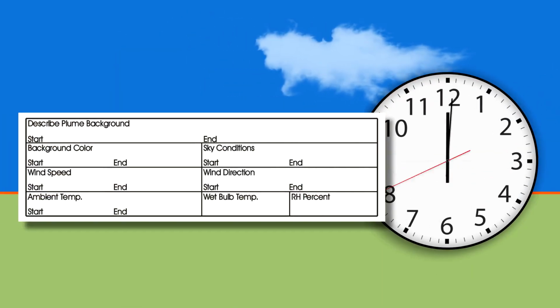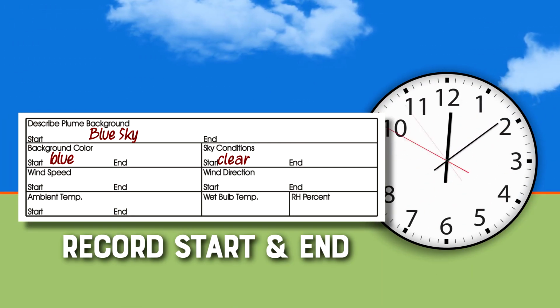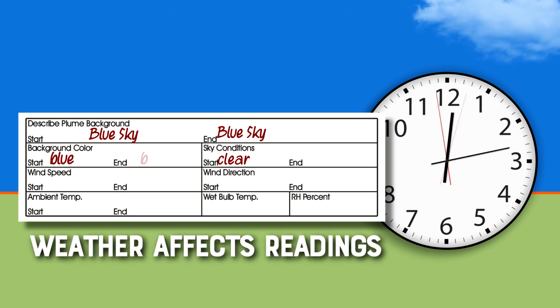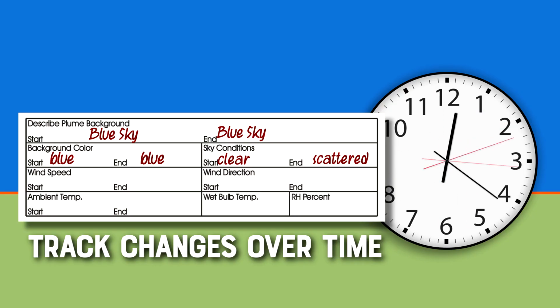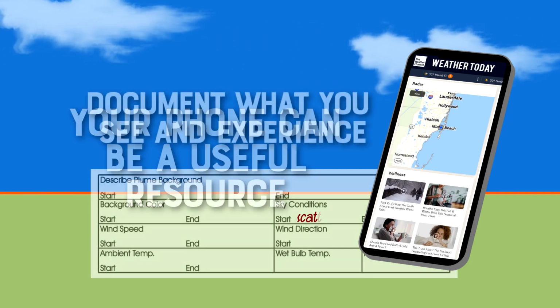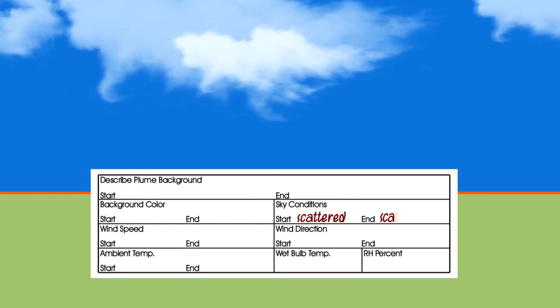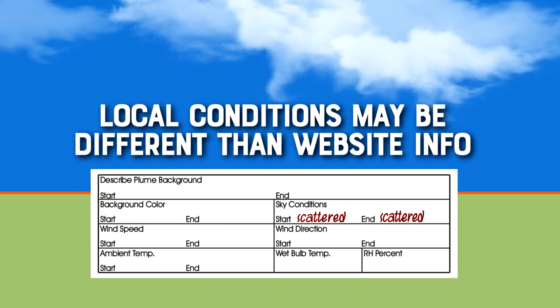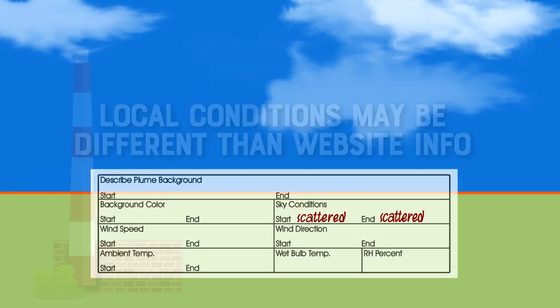Record environmental conditions at both the start and end of your VEO observations as weather effects readings. Most fields in this section require both initial and final readings to track any changes. While smartphones can provide weather data, document the actual conditions you observe at your location. Local conditions may differ from general weather reports, and this form requires your direct observations.